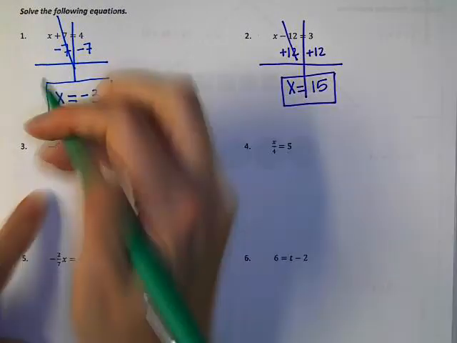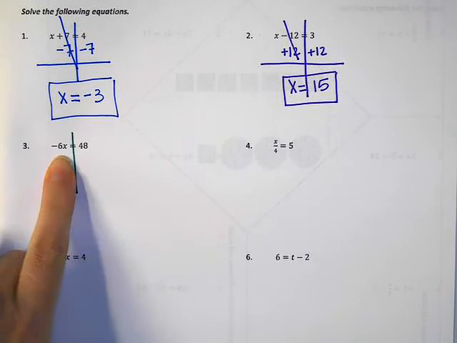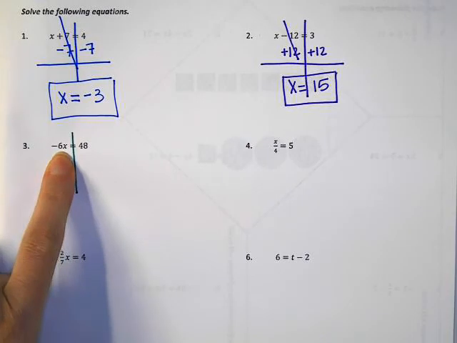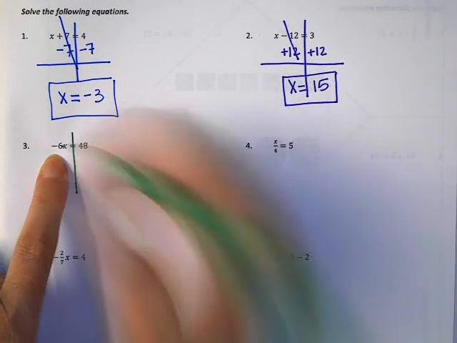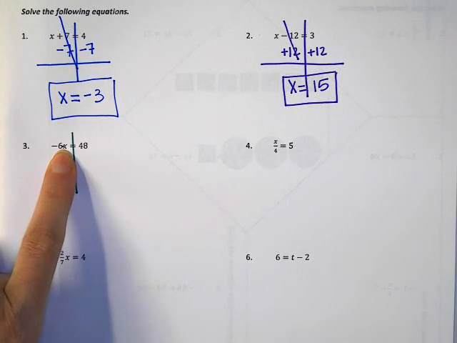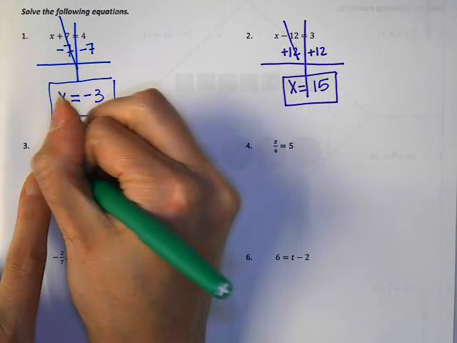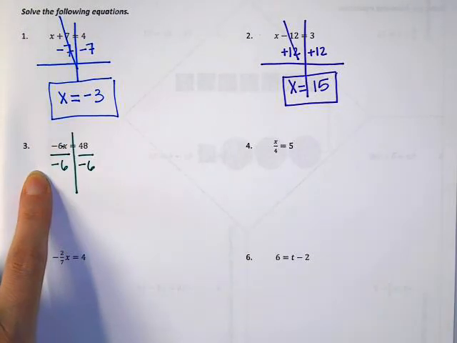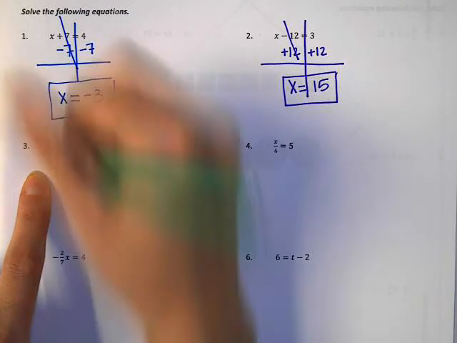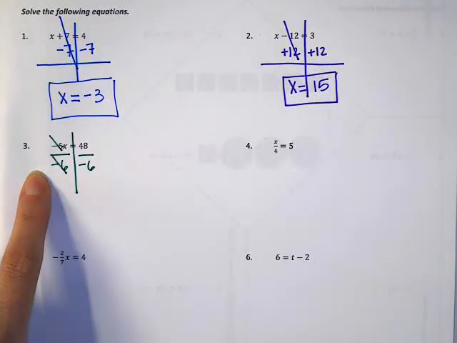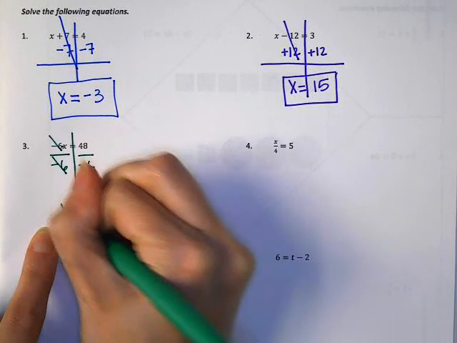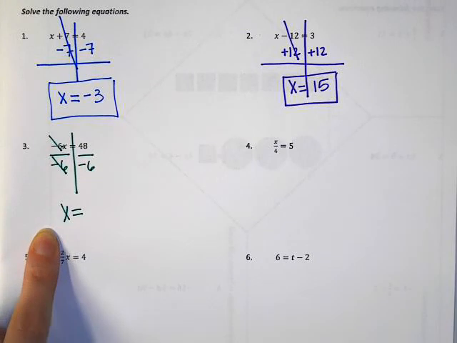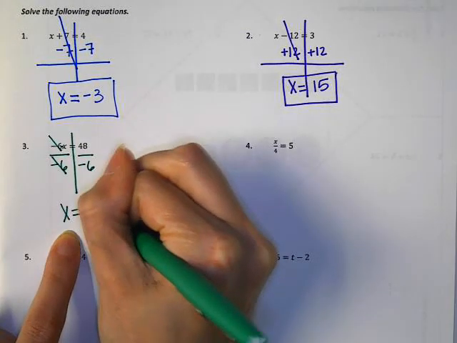Okay, number 3, draw the wall. All right, so what's going on here? When two things are touching, that's really multiplication. So to undo multiplying by negative 6, the inverse is divide both sides by negative 6. And again, the undoings will cancel. And in this one, x is going to be 48 divided by negative 6, which is negative 8.